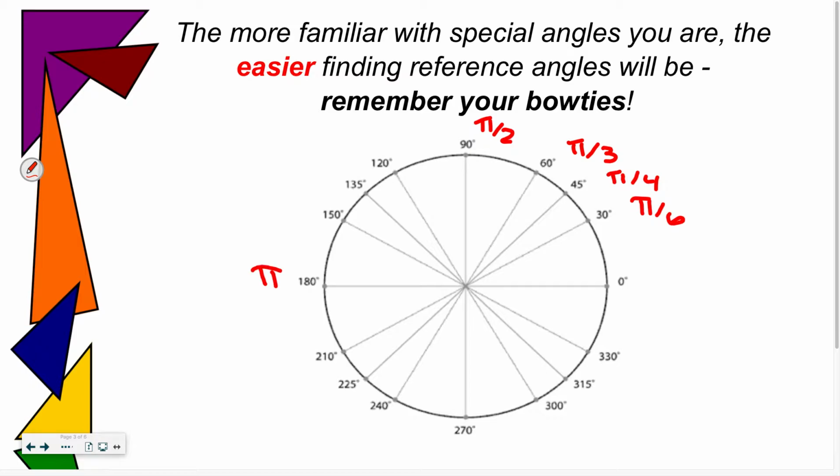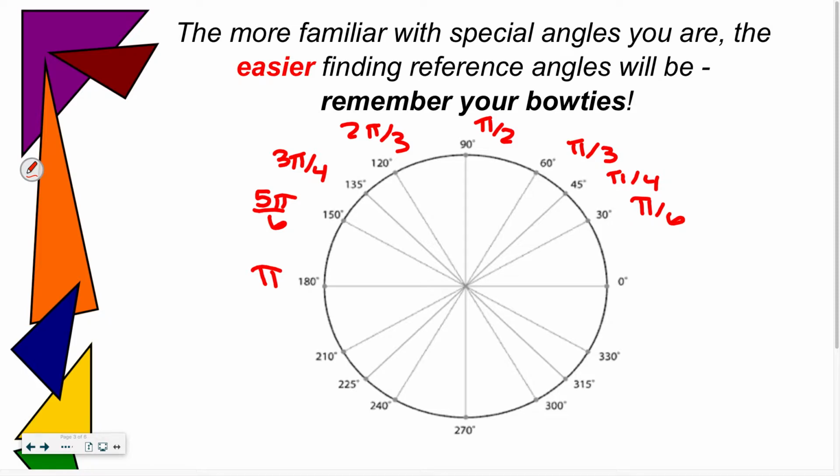If 180 is pi and 150 is 180 minus 30, then this angle is also pi minus pi 6. So if you take 1 minus 1/6, you get 5 pi over 6. The 135 is 180 minus 45. If you take pi minus pi fourths, you get 3 pi fourths. And 120 is 180 minus 60 degrees. So pi minus pi thirds is 2 pi thirds.